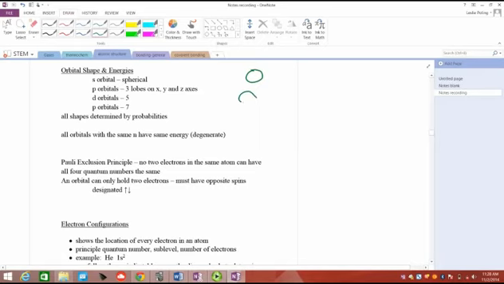P orbitals are lobes, and there's 3 of them, one each on the x, y, or z axis. And that is a node where the lobes come together, where there's 0 probability of finding an electron. Kind of makes sense. That's where the nucleus would be.